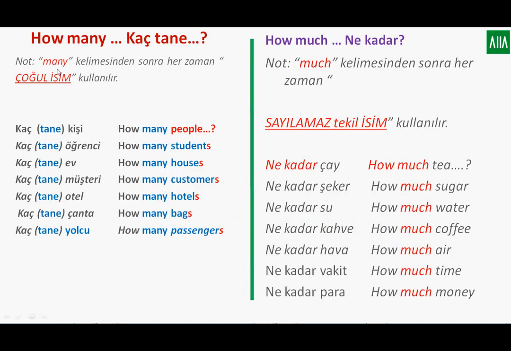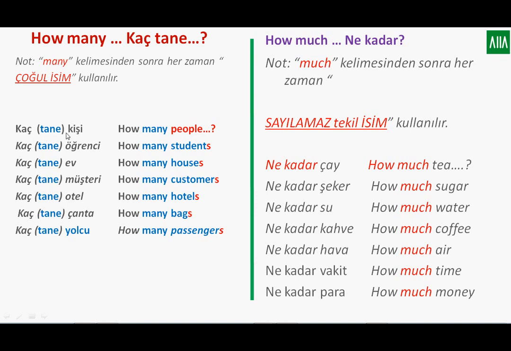As you know, in English, many is used with plural nouns, but in Turkish, we don't use it at all. For example, how many people? After how many in question forms, this is a rule, you must use plural nouns. All right, so let's see here. Kaç tane, or you can say kaç kişi.